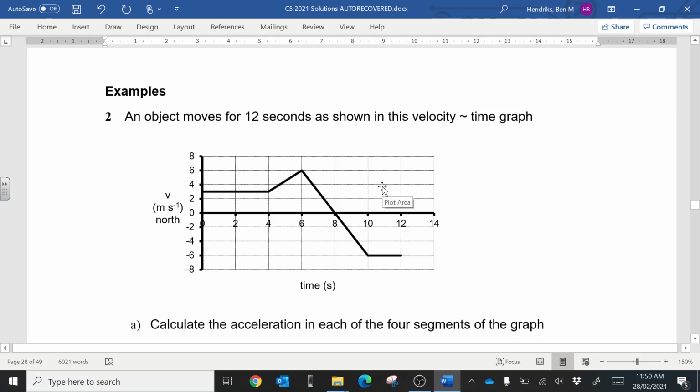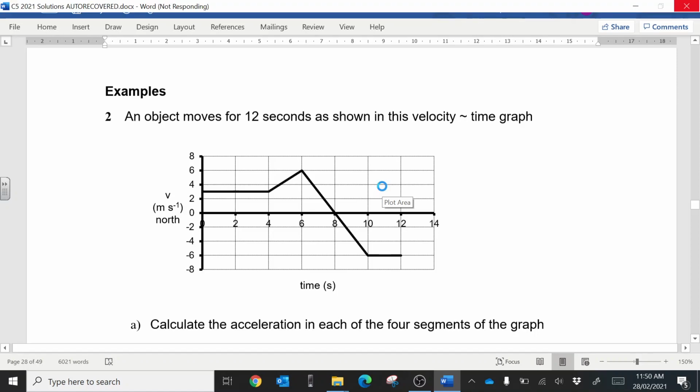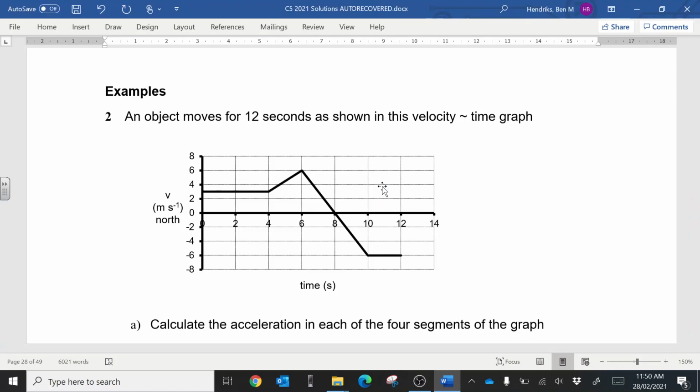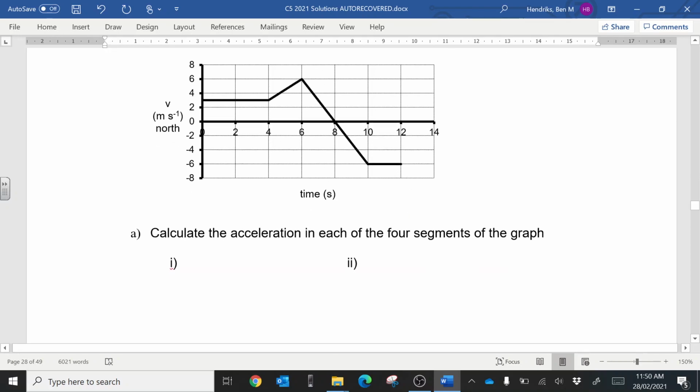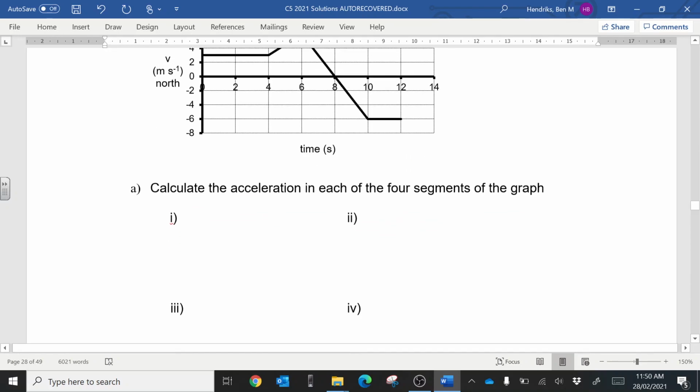Okay, welcome back, and we're going to look at the next acceleration versus time graph example. And if you think this looks familiar, it's because it is familiar. It's the velocity versus time graph we did an example before. So it's this object that moves 12 seconds as shown in the velocity versus time graph. Calculate the acceleration in each of the four segments of the graph.